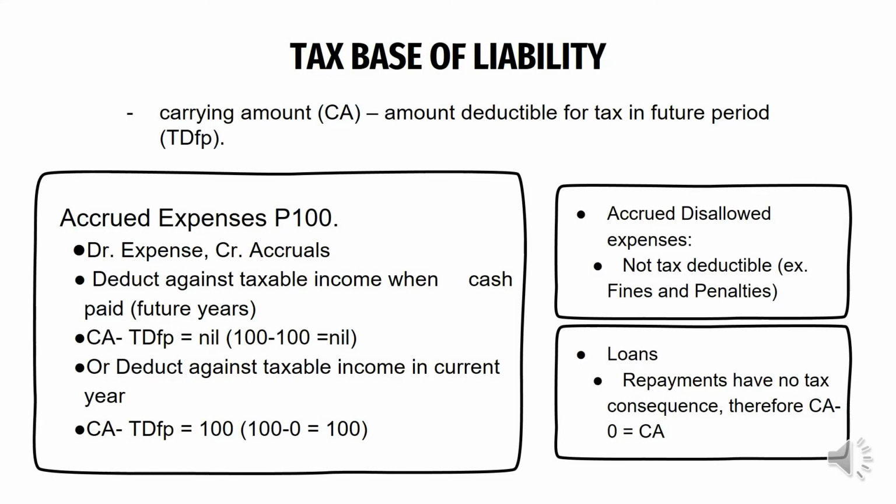Tax base of a liability. Its carrying amount less any amount that will be deductible for tax purposes in respect of that liability in future periods. For example, current liabilities include accrued expense na may carrying amount na 100. I-record natin ito ng debit expense at credit accruals. If the carrying amount represents a liability that will only be recognized in future period but was already in taxable income, magre-result ng temporary difference of 100. So kapag 100 yung temporary difference, yung tax base must be nil or zero. Kung naman dineduct na agad for tax purposes, the tax base of accrued expense is 100.